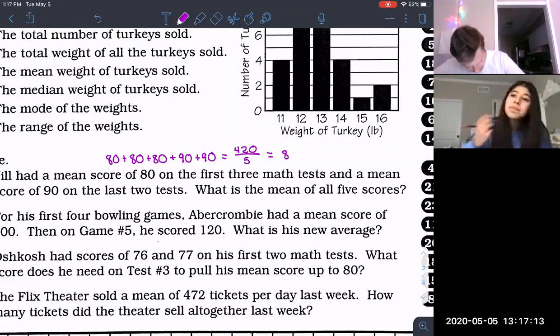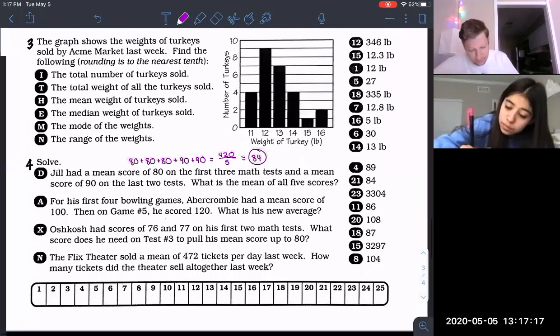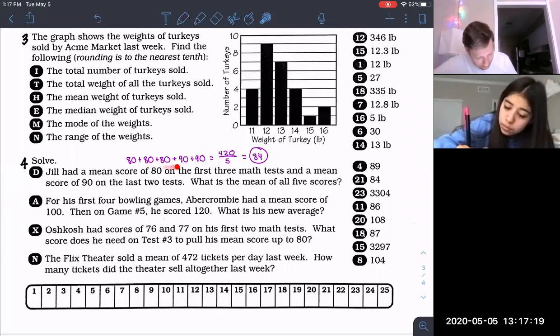Right, 84. So that's the average of all 5 of those tests. And that should make sense. We expect it to be between 80 and 90, but it's going to be a little bit closer to 80 than it is to 90, because there's 3 80s and there's only 2 90s. So that's exactly what we get, 84.